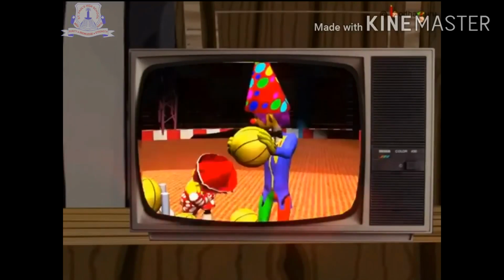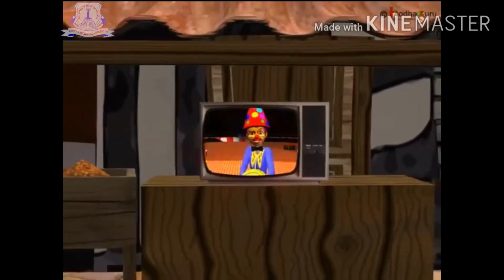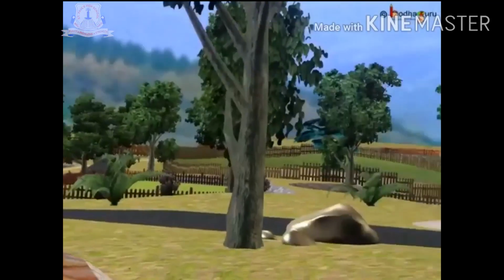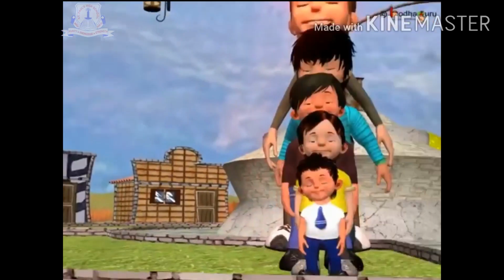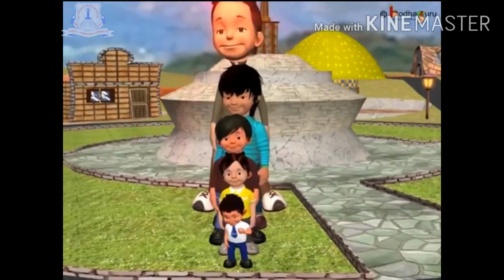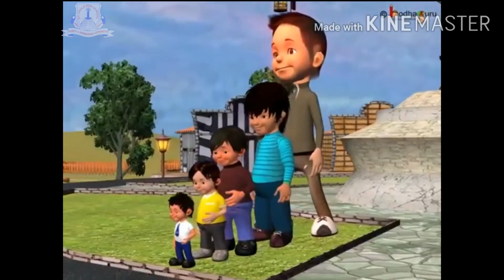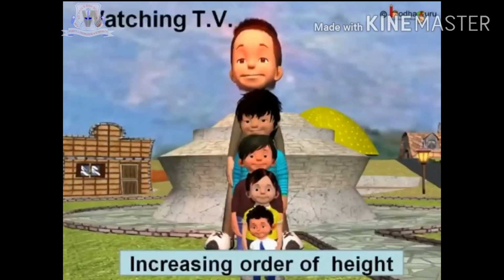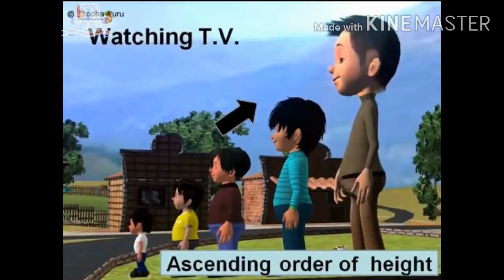See, here the children are standing in order of increasing heights. The child with the shortest height is standing in the front. The height is increasing and the boy with the greatest height is standing last. Now all can watch TV properly. So we can say the children are standing in the increasing order of height. We can also say the children are standing in the ascending order of the height.